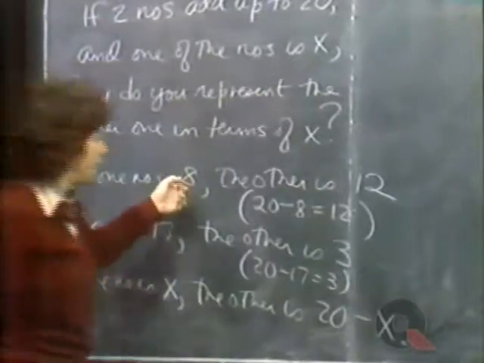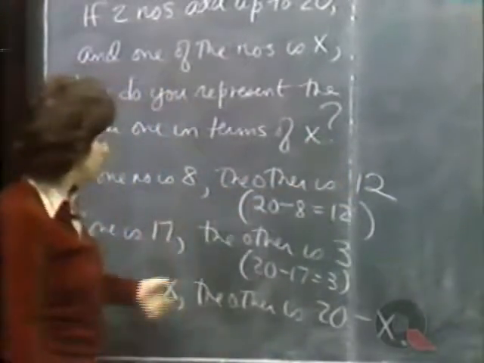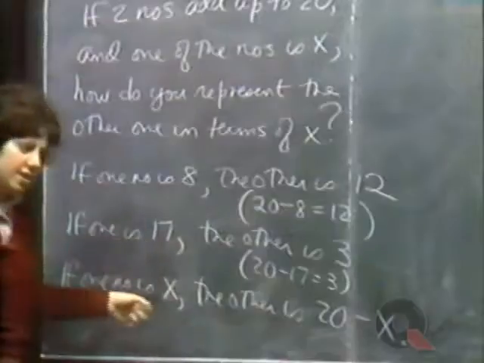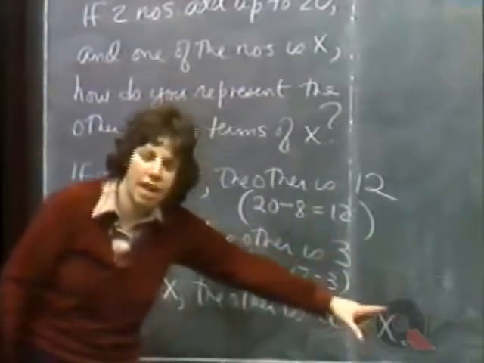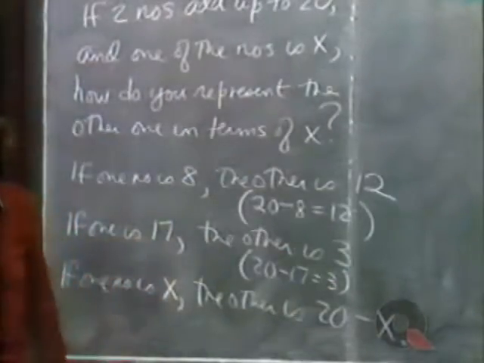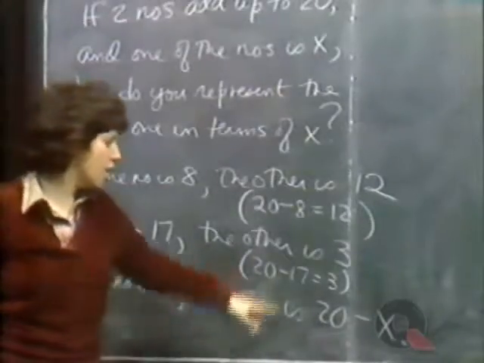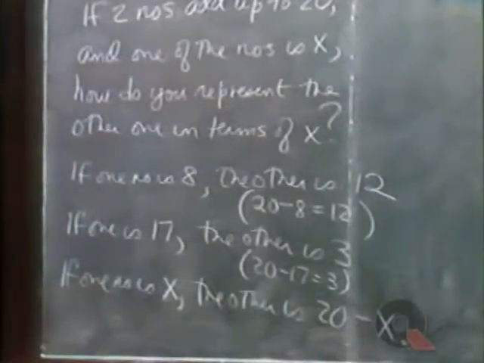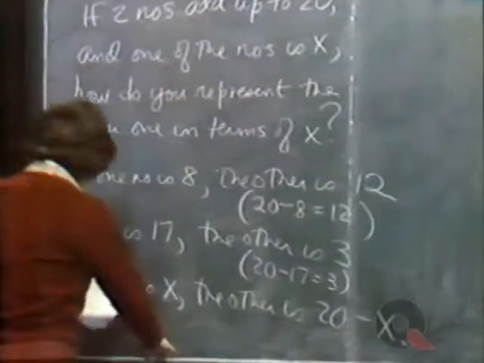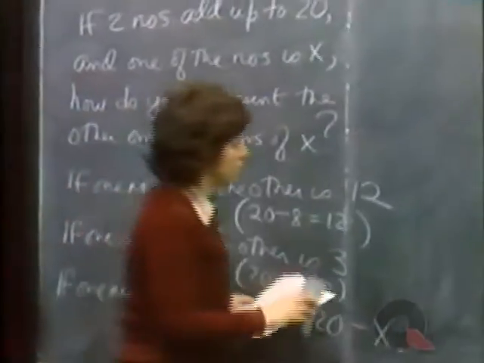And as a check, you have 8 and 12 add up to 20. 17 and 3 add up to 20. And x and 20 minus x, the x's cancel, and they add up to 20. So if one number is x, the other is 20 minus x. And as I said, this idea is going to come up a lot in word problems. In fact, let's try one right now using this concept.